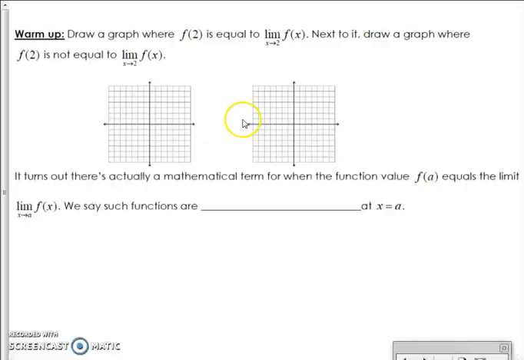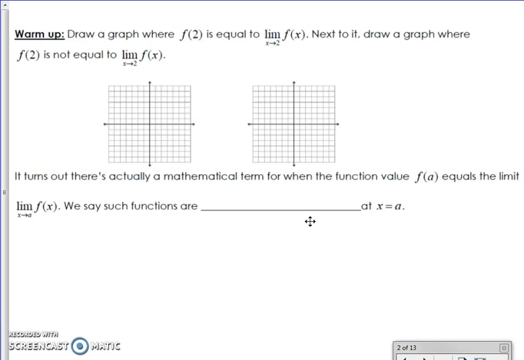All right, good morning. Today we are going to look at what it means to be continuous and also the intermediate value theorem. So here in the warm-up it says that we just want to draw a graph where f of 2 is equal to the limit of f of x as x approaches 2. And then we're also going to draw a graph where it does not equal.